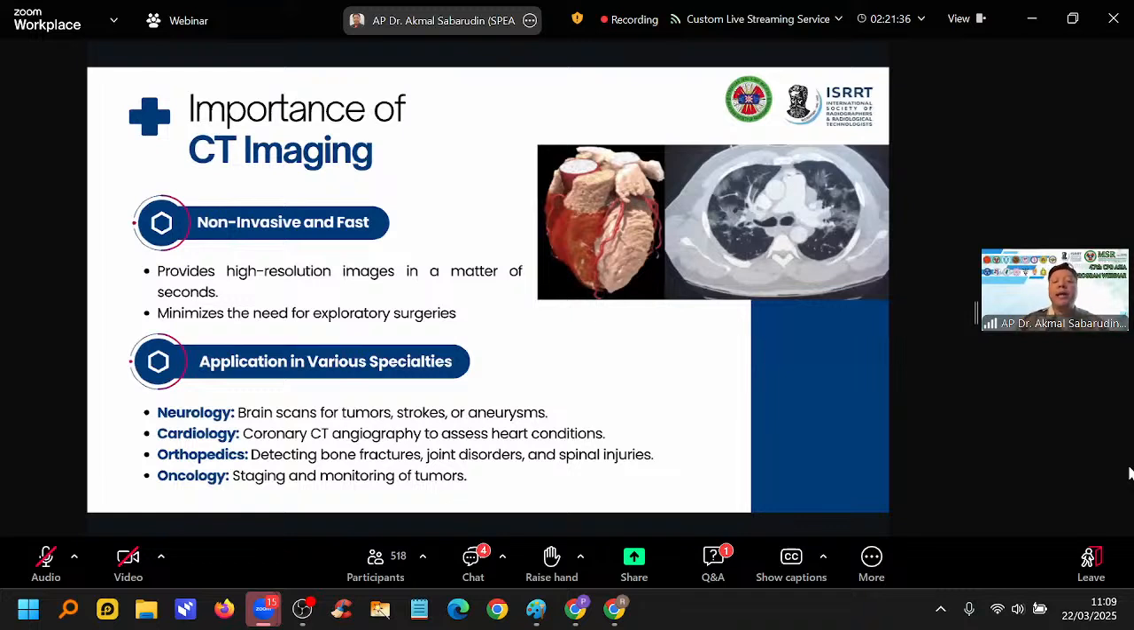And then in orthopedics, CT helps in detecting bone fractures, joint disorders, and spinal injuries, and more. It provides very fine images of fractures that some X-ray cannot detect. And then in oncology cases, they use it for staging and monitoring of tumors. In fact, now it's been embedded in radiotherapy treatment, where they have their own CT, and other than planning, they can use that to help in staging and monitoring of tumors.